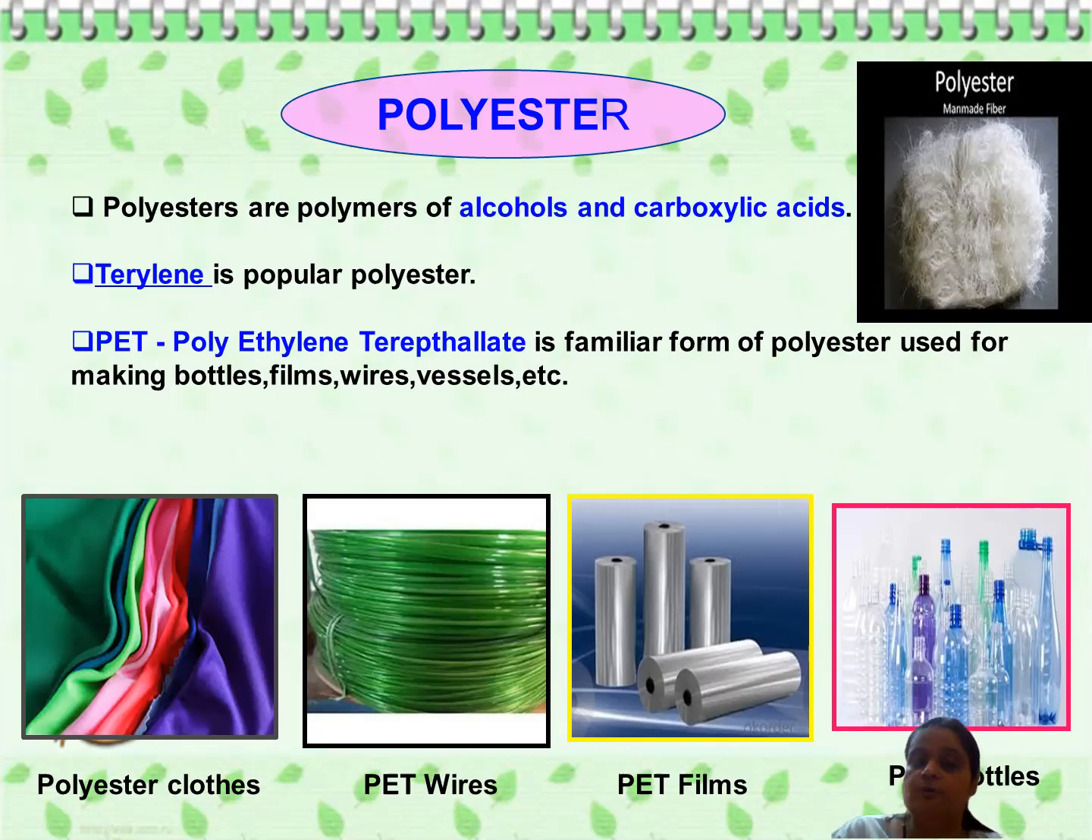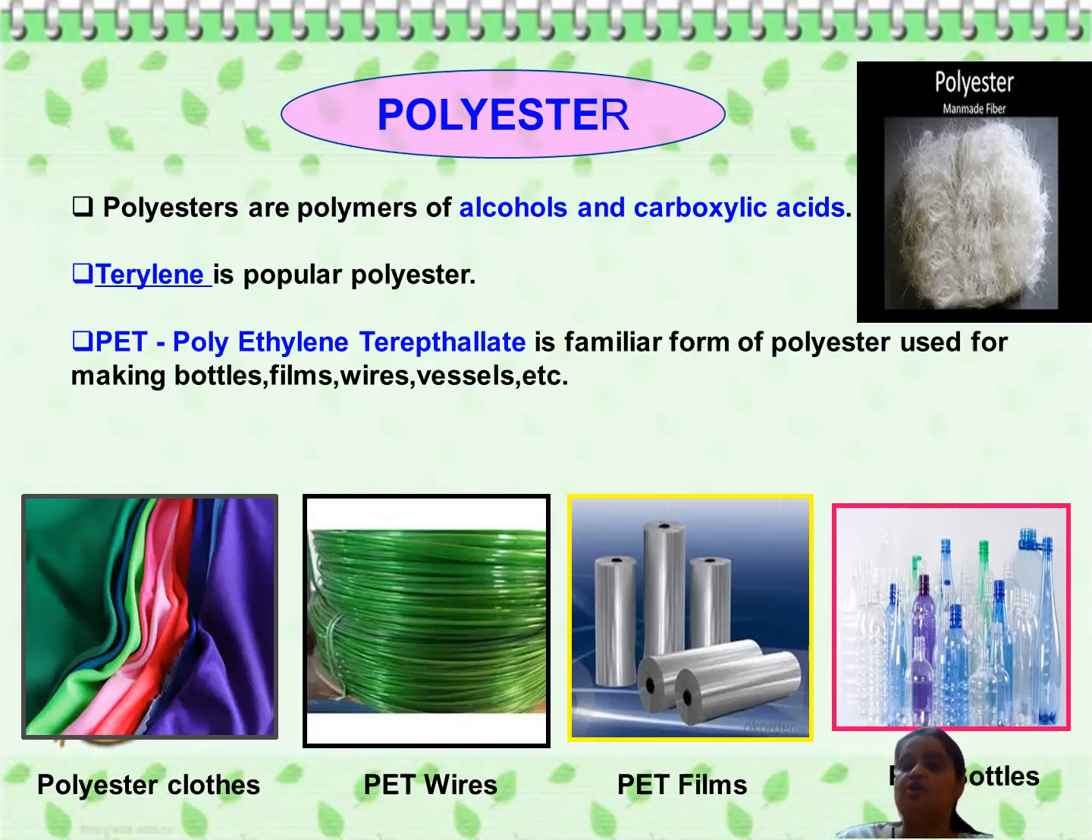So they are also polymers. Terylene is a popular one. Everybody has heard of Terylene. Terylene is a kind of clothes which we use, not only for wearing, but other kinds of stuff we use it for. PET, polyethylene terephthalate, that is a familiar form of polyester.